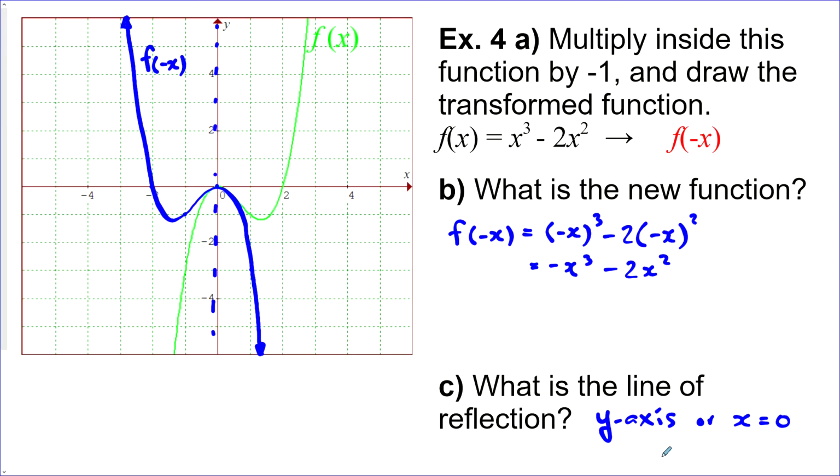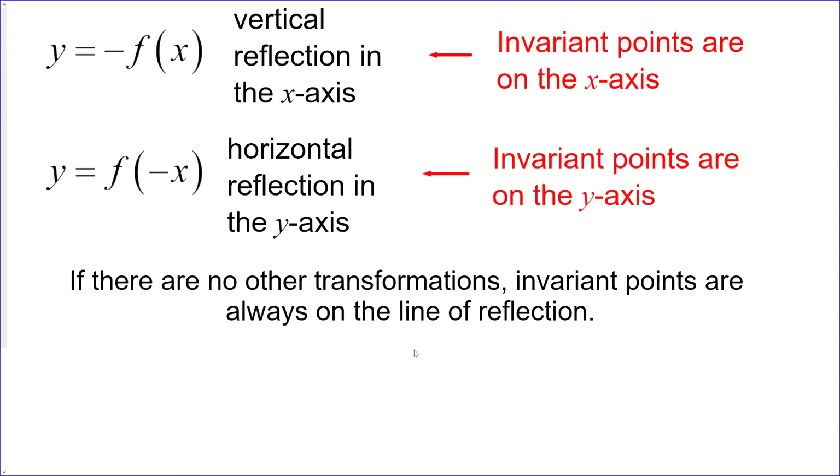0 is a number. When we multiply by negative outside a function, this is called a vertical reflection in or over the x-axis. And when we multiply by negative inside the function, this is a horizontal reflection in or over the y-axis. Now it is possible to reflect over other lines, but in this course we're only going to be reflecting over the x-axis, the y-axis, and one other line of reflection that we'll get to later.